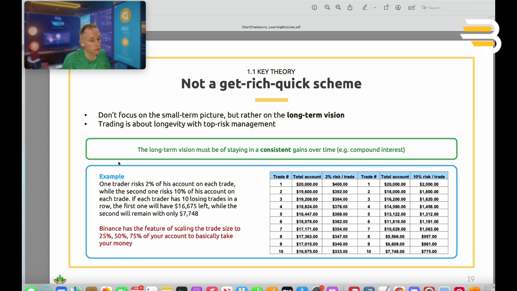This mentions Binance has a feature of scaling the trade size 25. Your most common platforms, Binance, Phoenix, a lot of them, have these 25%, 50%, 75% default buttons you can hit. Same thing with take profits. A lot of times you'll see a 10%, a 25% type thing. But yeah, so that's that.